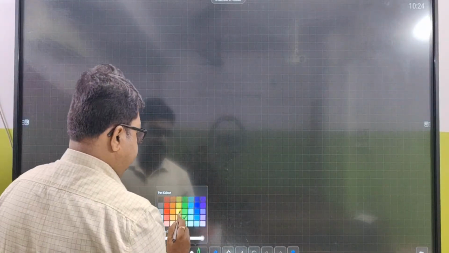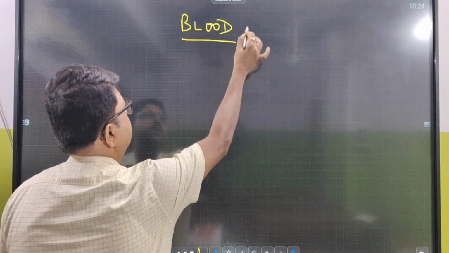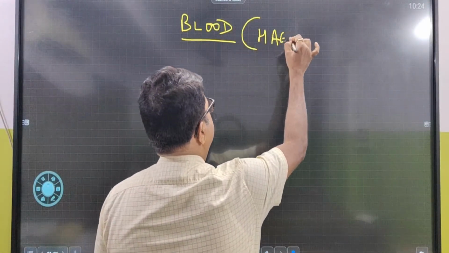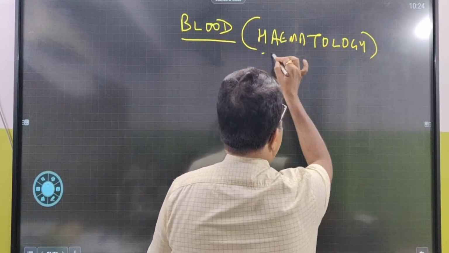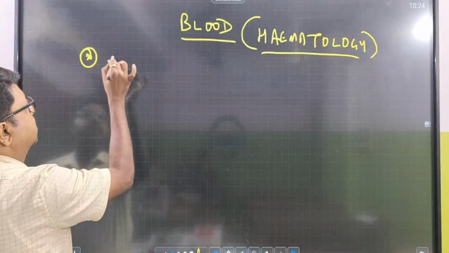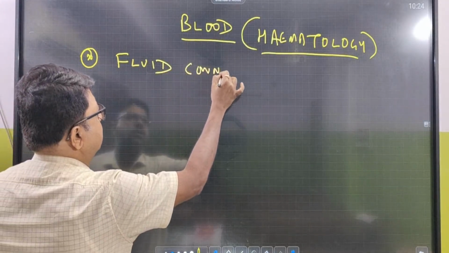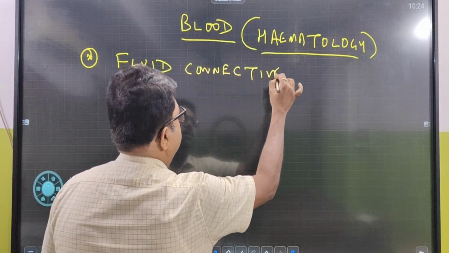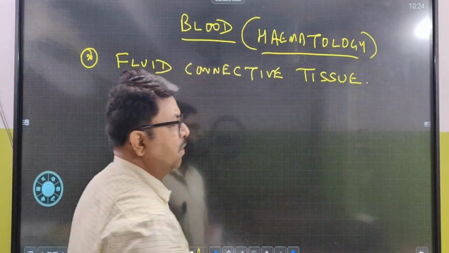Now see, when we talk about blood, the study of blood is called hematology. Fine. Now when we talk about blood, blood is what? Blood is a fluid connective tissue. It's a fluid connective tissue.